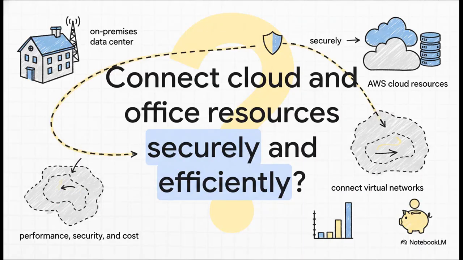Okay, let's start by boiling this all down to two big problems that every single cloud architect has to solve. First, how do you get your own on-premises data center talking to your stuff in the AWS cloud? And second, once you have a bunch of different virtual networks inside AWS, how do you connect those to each other? The tools you pick for these jobs, well, they're going to define everything. Your network's performance, its security, and yeah, of course, how much it's going to cost.